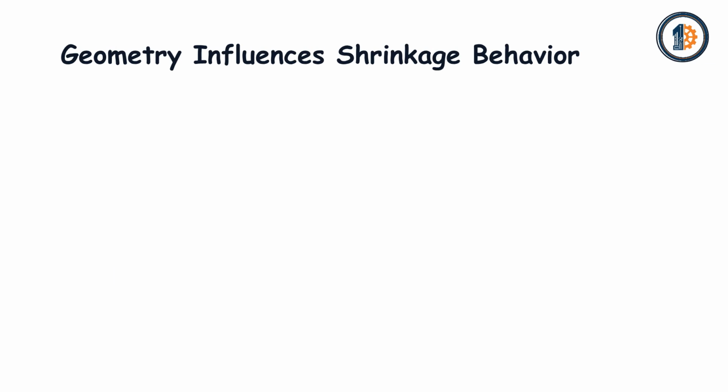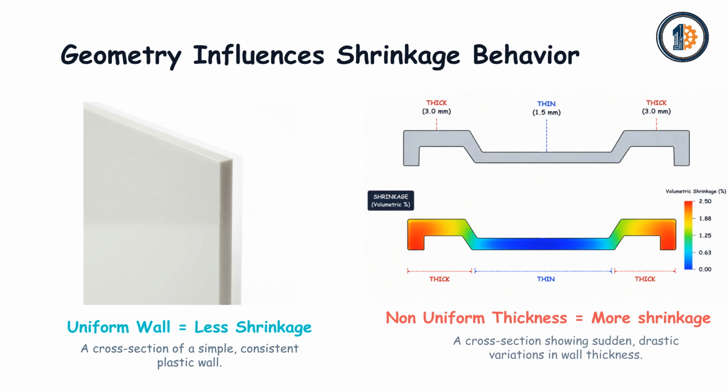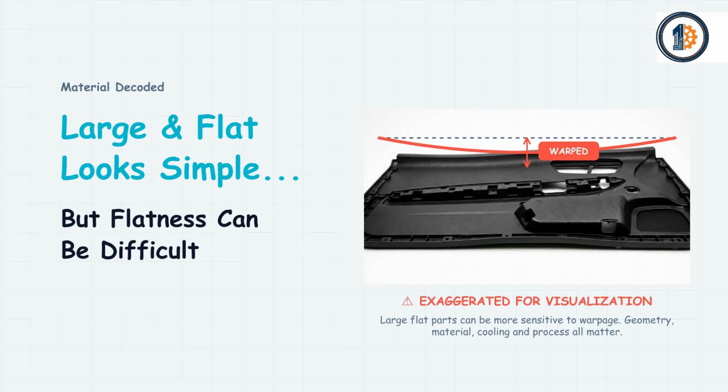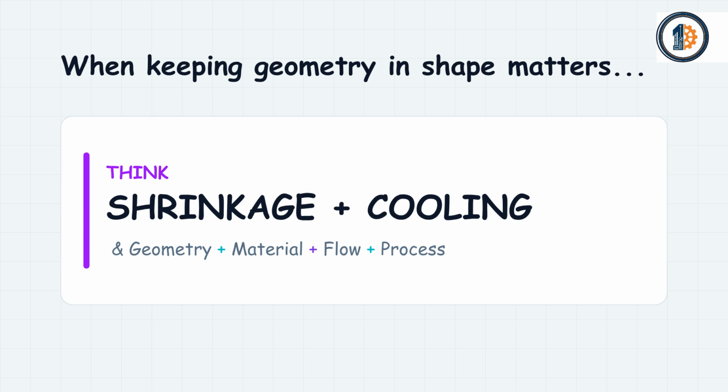Wall thickness has a major influence. A uniform wall tends to shrink more consistently. But when the geometry suddenly changes from thick to thin to thick, different regions cool and shrink differently. That difference increases the risk of warpage. Large flat components may look simple, but keeping them flat can actually be difficult. Long spans are much more sensitive to small differences in shrinkage and cooling. So when keeping a plastic component in shape matters, always think about shrinkage, cooling, geometry, material, flow, and process. They all influence the final shape.